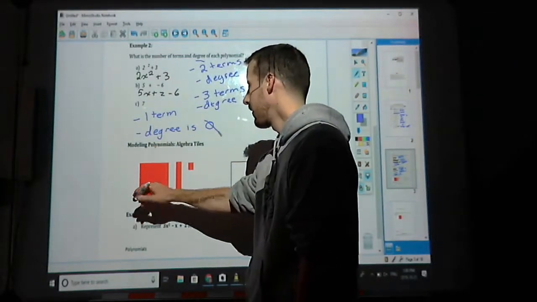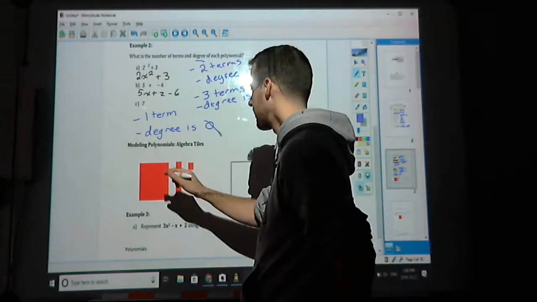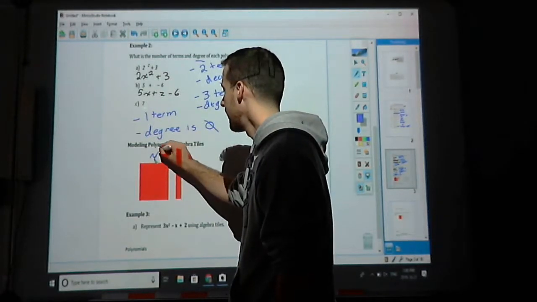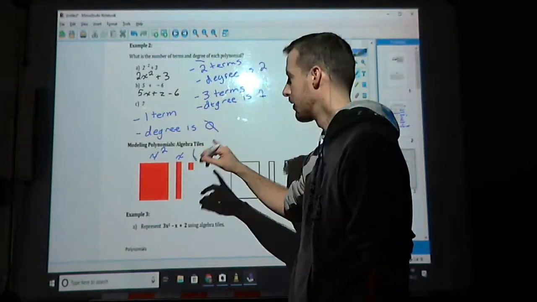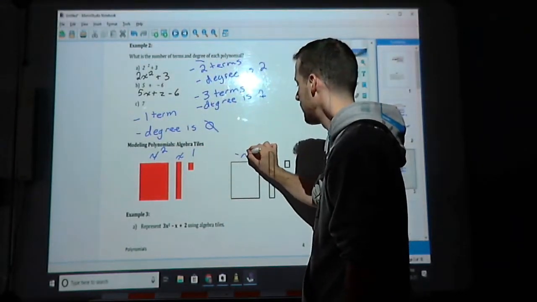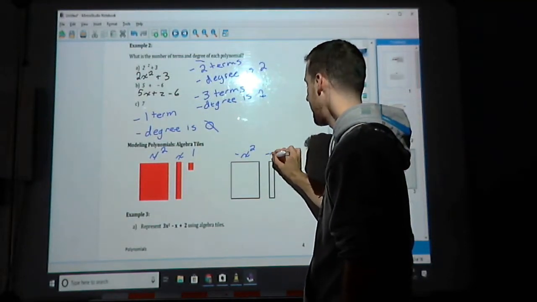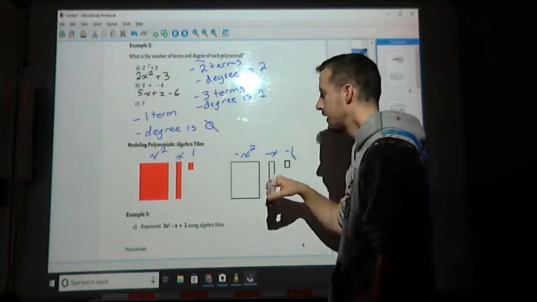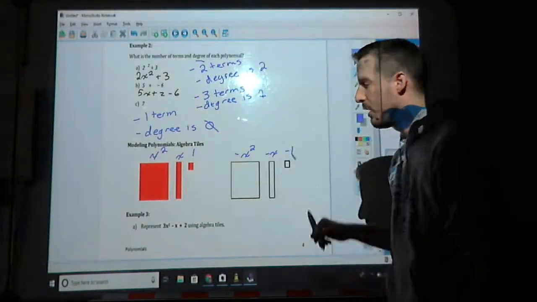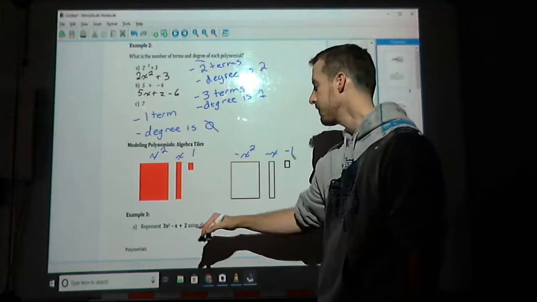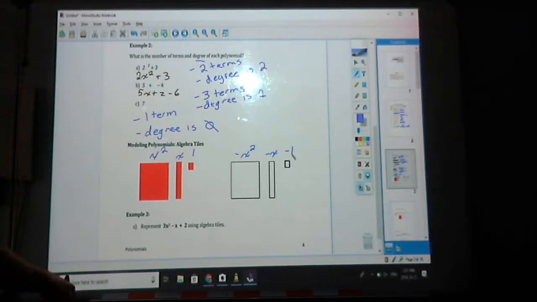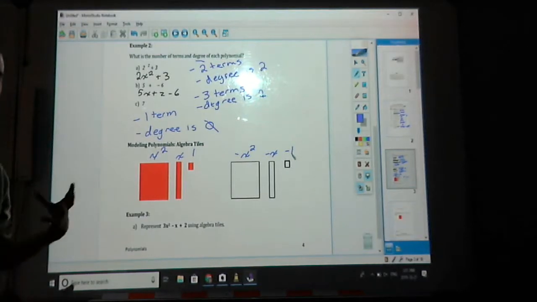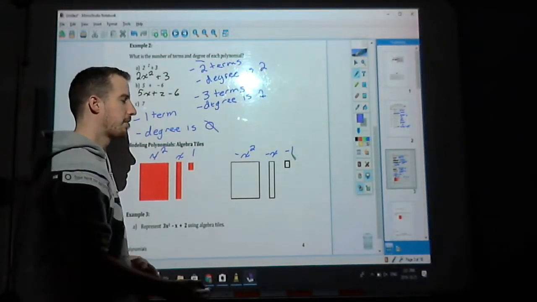So here we're going to say the red tiles, or the colored in tiles, are going to be positive. So this would be representative of an x squared. This would be an x, and this would be a single unit, 1. Over here, we would have negative x squared, negative x, and negative 1. So this is kind of our legend. This is going to help us represent our polynomials using algebra tiles. That's a good skill, especially because sometimes we need to know how to visualize things, and we'll see how, especially when we're multiplying them together, this could be helpful.